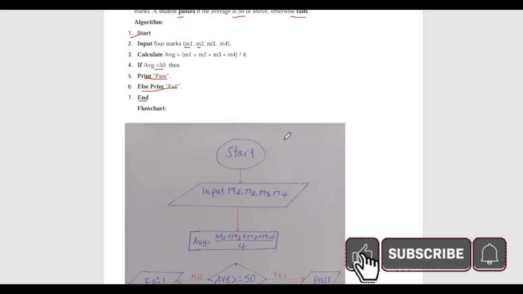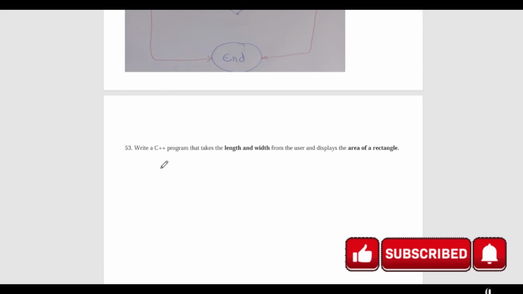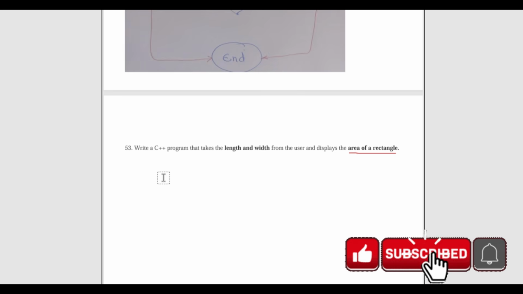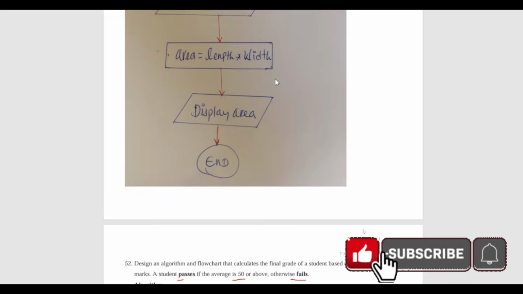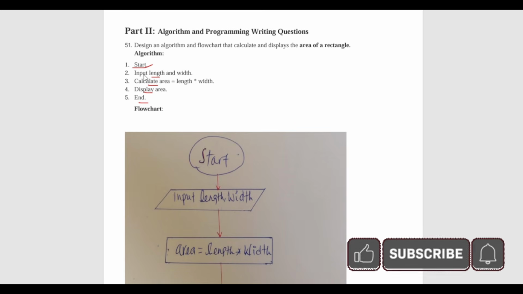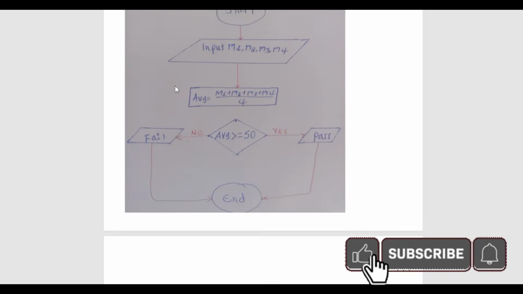The next question is program writing. Write a C++ program that takes length and width from the user and displays the area of the rectangle. Let's come here. Already we have length and width. You have an algorithm here. You can apply this algorithm simply. We have length and width. We have area. Let's start writing the code or the program.